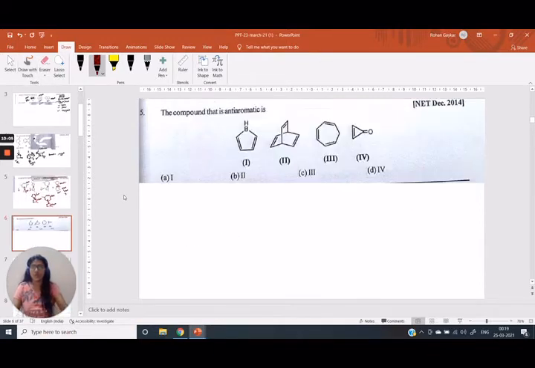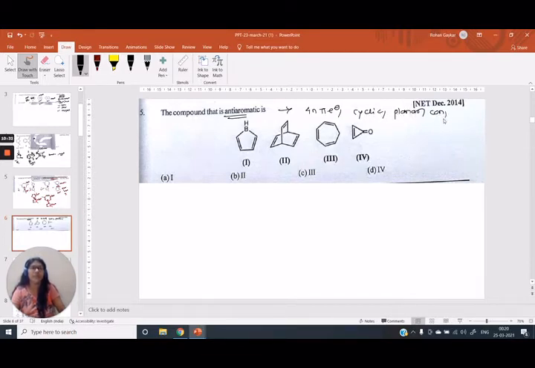Now we can see the next question. The question is: the compound that is anti-aromatic is. Now we can see the solution. Here we have to find the anti-aromatic compound. What is the rule for an anti-aromatic compound? The system consists of 4n pi electrons. The system must be cyclic, planar, conjugated. Then the given compound is anti-aromatic.